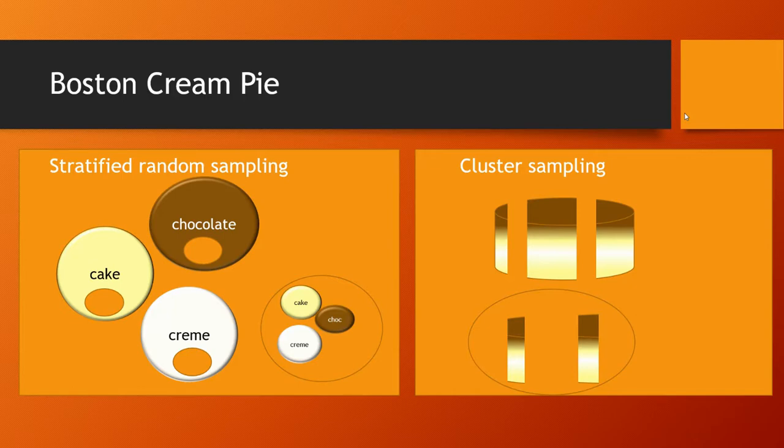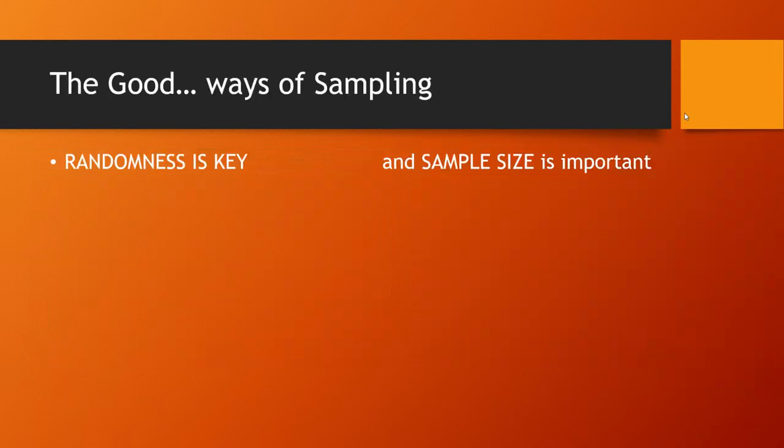So both my samples, whether I stratified or clustered them, have a little bit of chocolate, a little bit of cream, and a little bit of cake. So the population of the greater Boston cream pie is represented in both these samples. Okay? All right. Now, why are those 3 or 4 ways of sampling good?